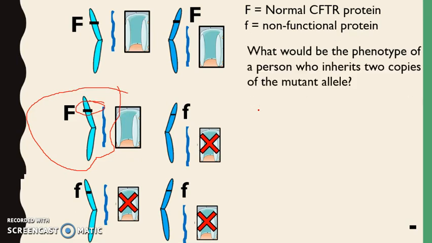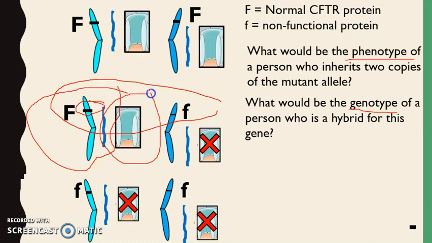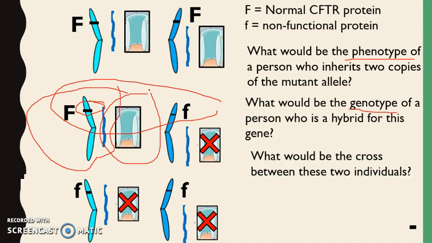So when it asks what would be the phenotype of a person who inherits 2 copies, their phenotype would be that they are affected by cystic fibrosis. What would be the genotype of a person who is a hybrid, that'd be this middle person here. They would not have cystic fibrosis because they have that one working protein. And then if you're asked what you would write if they were crossed, this is what you would write down. This would be your hybrid, and this would be your person affected with cystic fibrosis.